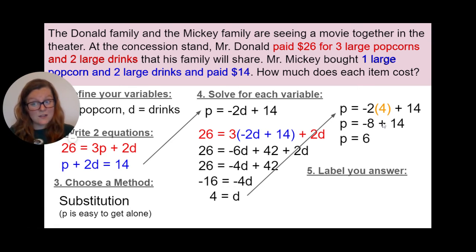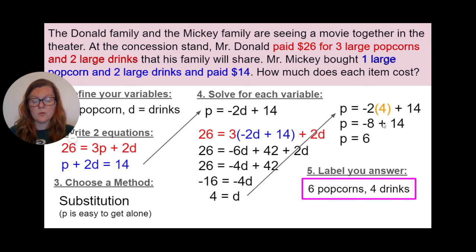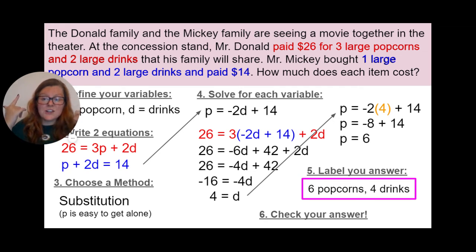Now, step 5 is to label it. Remember, when we're talking about word problems, we need to label our solutions. So D stood for drinks and P stood for popcorn. So make sure you label them accordingly. And then lastly, check your answers. I didn't get a negative number. I didn't get like $500. So that to me seems pretty reasonable. So I'm going to go ahead and move on to my next problem.